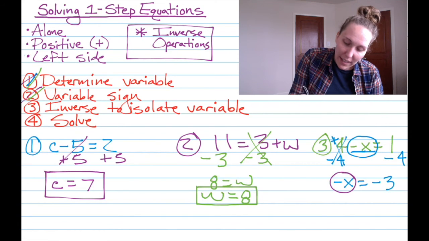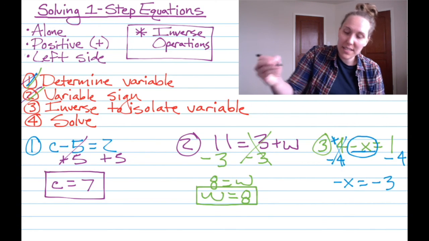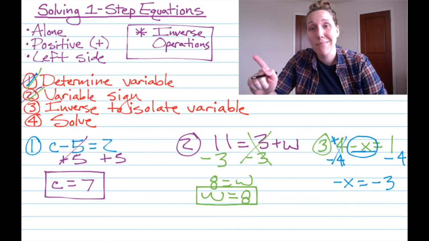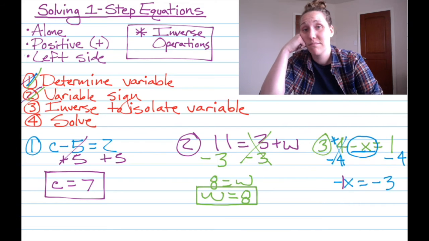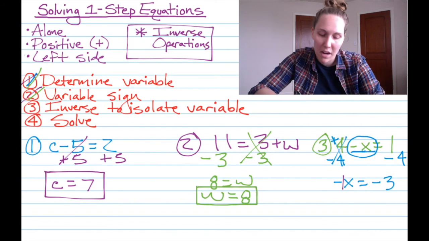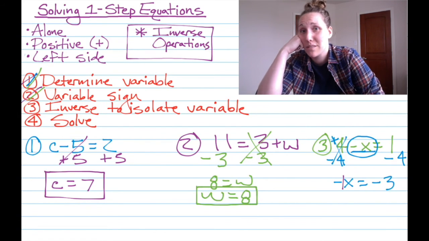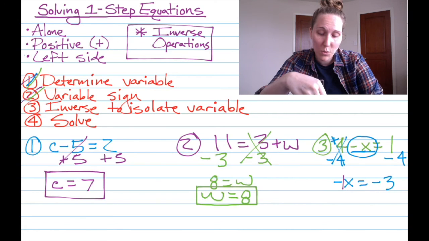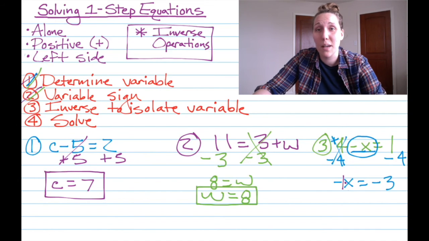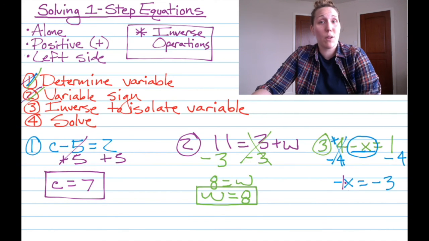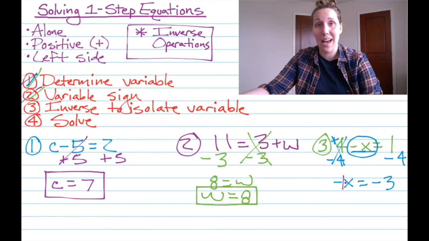Now, how do I get rid of this negative hanging out with the x? That's a great question, okay? This negative, remember, is really a negative 1. If there's ever not a number there, it's always a 1, always, okay? So it's really negative 1 times x. So again, how do I get rid of negative 1 times x?